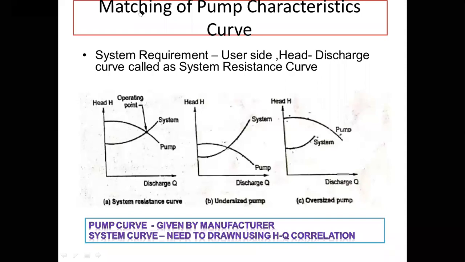Then the next one, we are going to solve the numericals on this particular matching of the curve, meaning how to calculate the efficiency, how to calculate the discharge, or how to calculate the manometric head and specific speed. Okay.